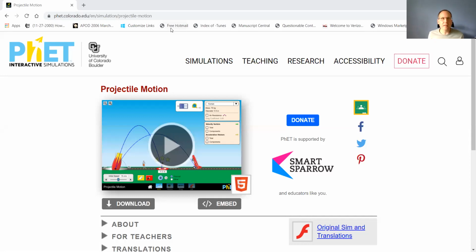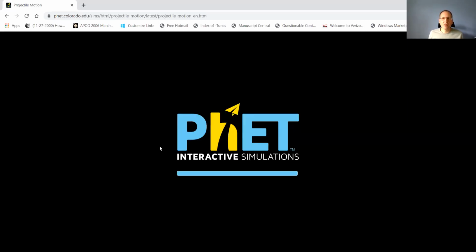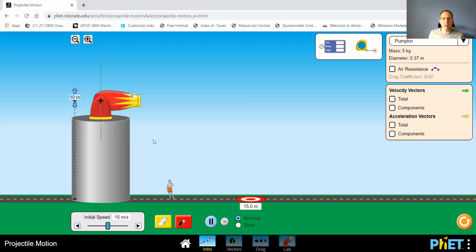Okay, so here is the website for the simulation. It's that same group from University of Colorado Boulder. They have some really, really cool simulations here. So we're going to click on projectile motion. We're just going to use the intro part.